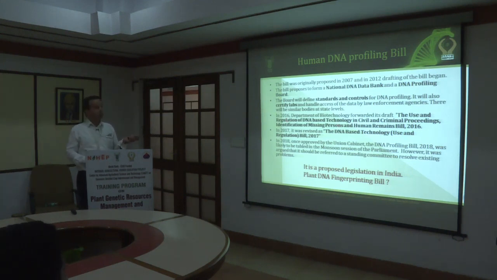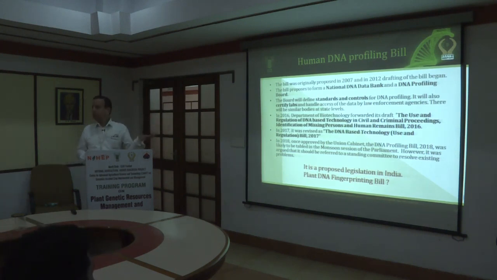In 2016, the Department of Biotechnology forwarded a draft bill, the use and regulation of DNA-based technology in civil and criminal proceedings, identification of missing persons and human remains, Bill 2016. In 2017, it was revised as the DNA-based Technology Bill 2017. It was likely to be tabled in Parliament during 2018, but it was argued that it should be referred to a standing committee to resolve existing problems first. So it hasn't reached the implementation stage. That is far off and will take a lot of time. It is just a proposed legislation in India.